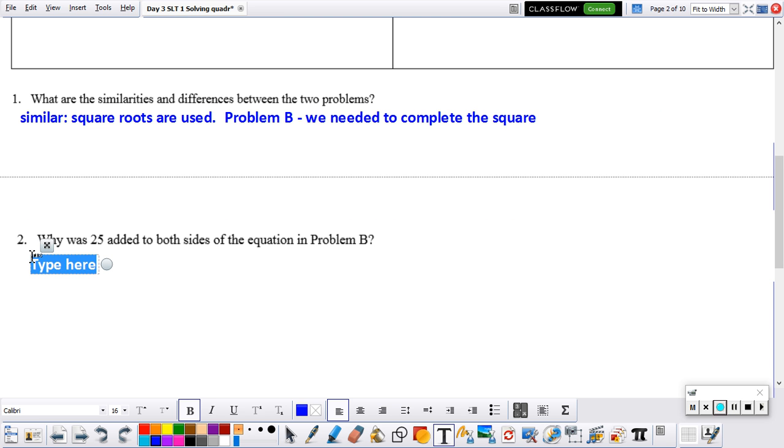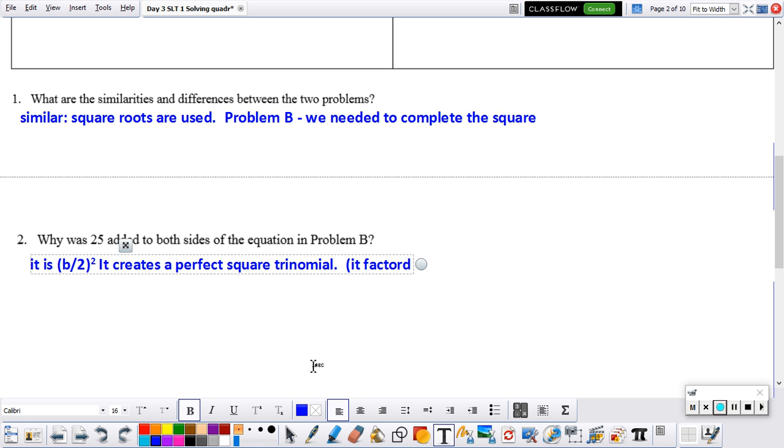And the reason 25 was added to both sides of problem B is that it is b divided by 2, squared. It creates a perfect square trinomial. And what that means is that it can be factored into two identical binomials. Let's take a look at that again.